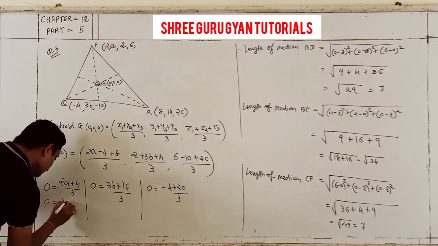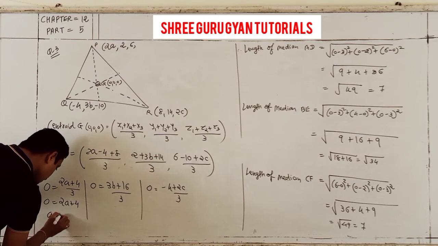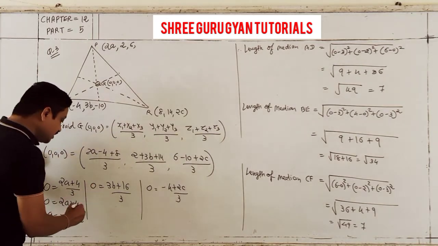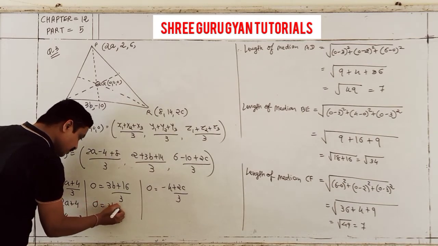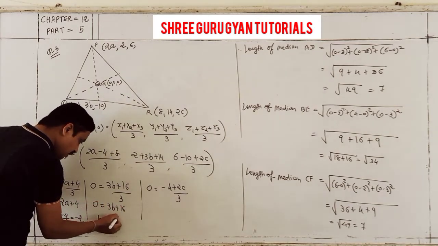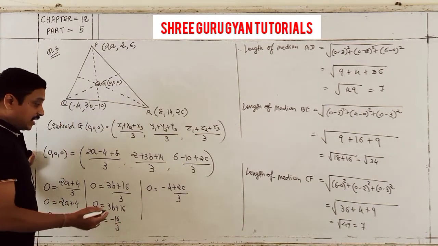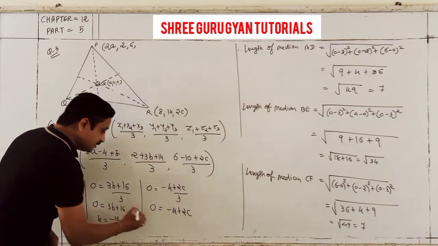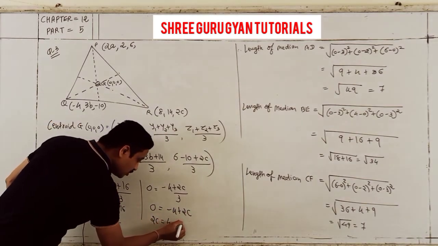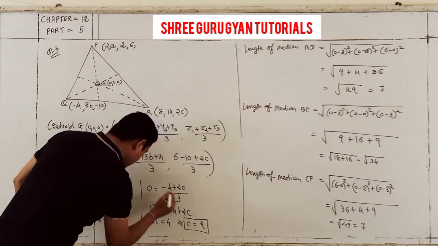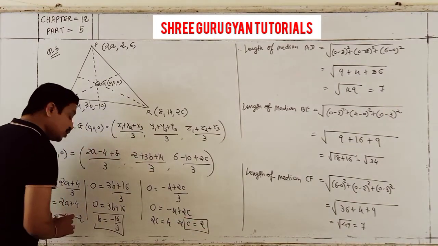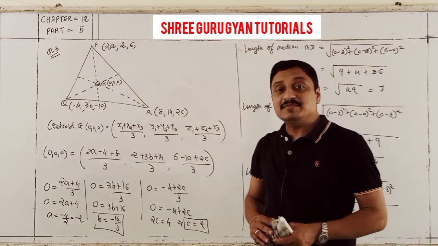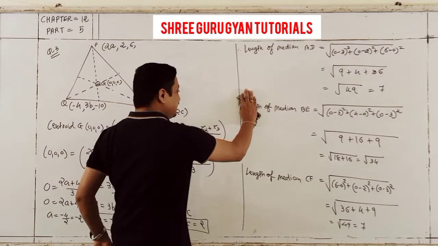Now the answer. 0 is equal to 2a plus 4, so a becomes -4 by 2, which is -2. Similarly, 0 is equal to 3b plus 16, so b becomes -16 by 3. And last, 0 is equal to -4 plus 2c, so 2c is equal to 4. So what is c? c becomes 2. So b is -16 by 3, a is -2, and c is 2. Very easily, students, this numerical is done.